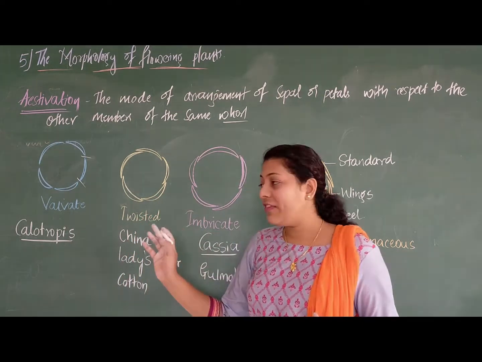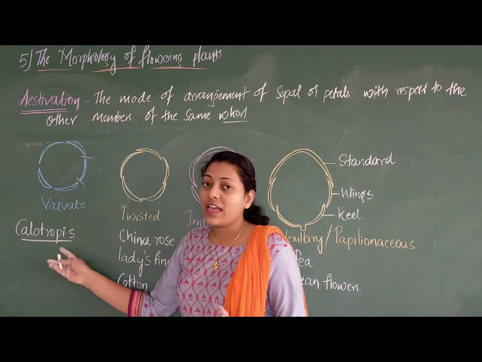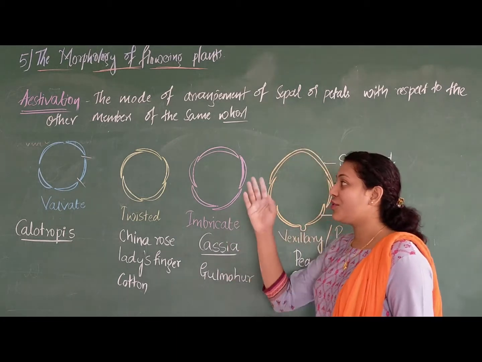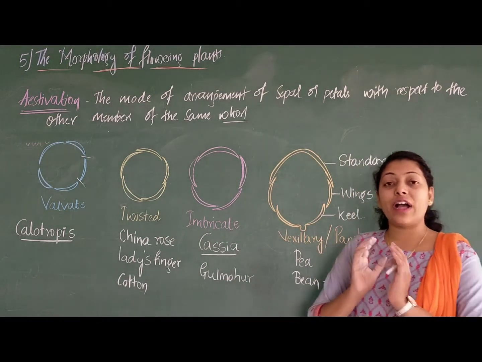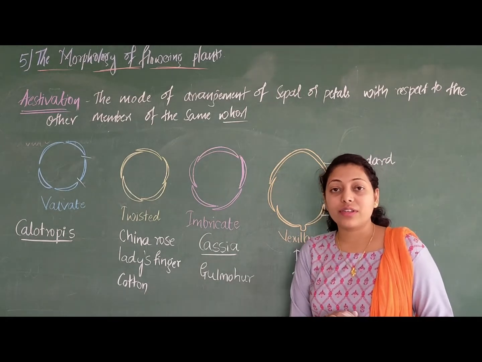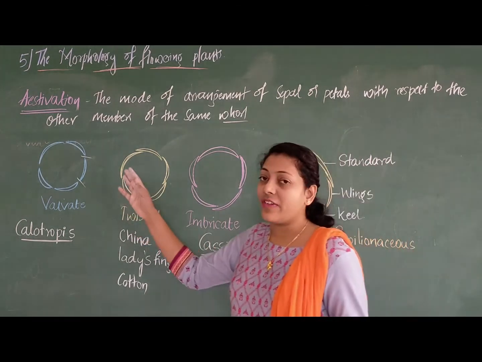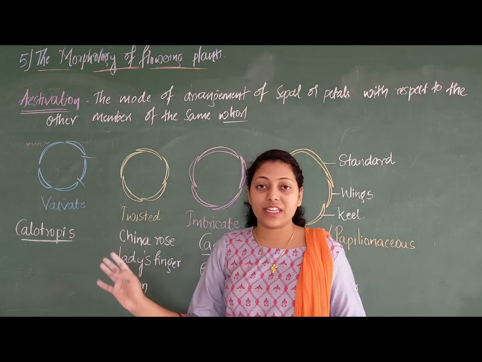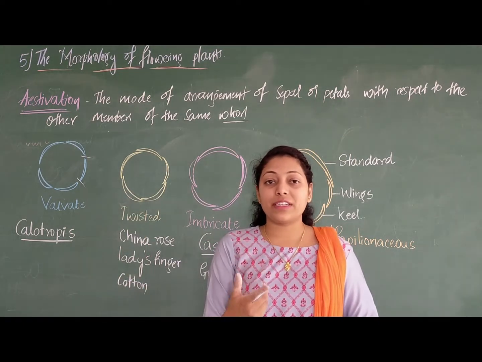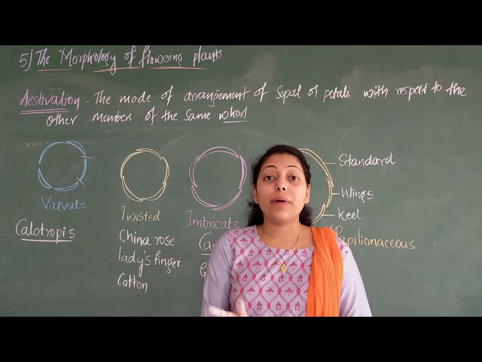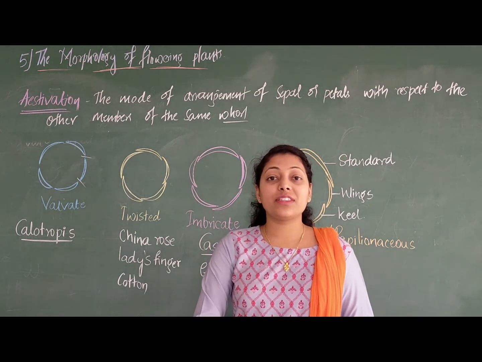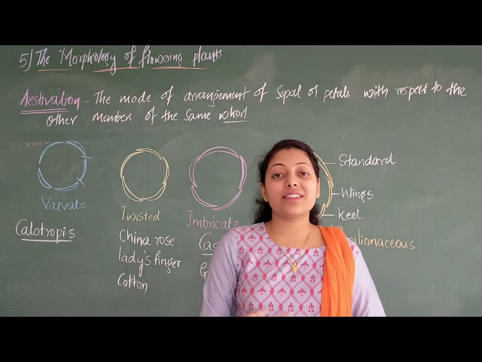Valvate aestivation is found in the case of Calotropis. I will show you the diagram over there. Here you can observe how valvate aestivation is found in Calotropis. By this we can say that valvate aestivation is the one wherein the sepals or petals just reach towards the periphery of the margin but do not overlap with the next sepal.